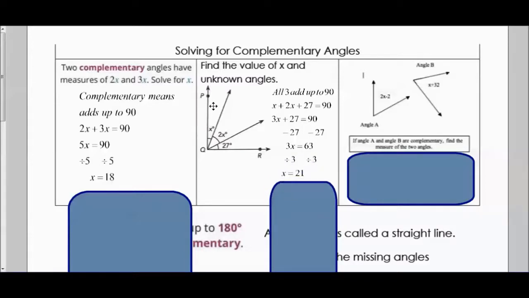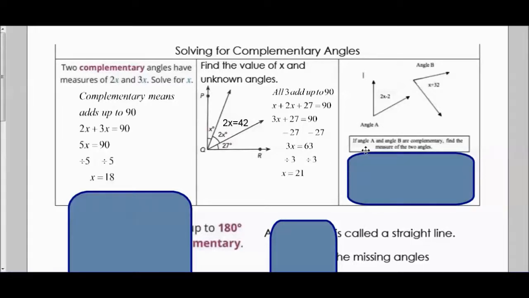So that tells us this angle. We still need to find this 2x. If x equals 21, then 2x would have to equal 42. That's double 1x. That's twice as big, so that's 42.